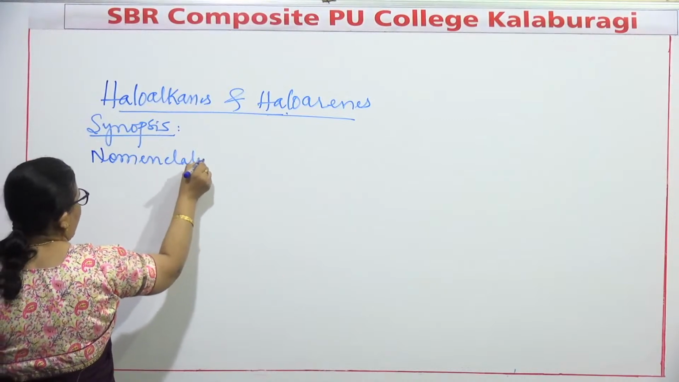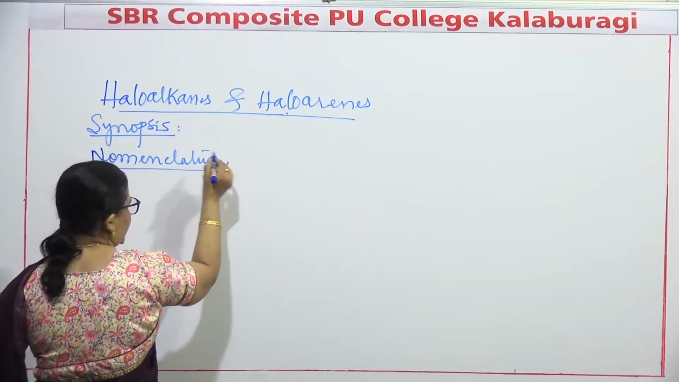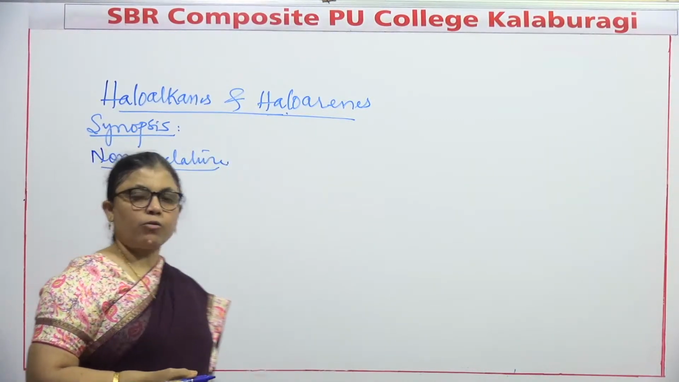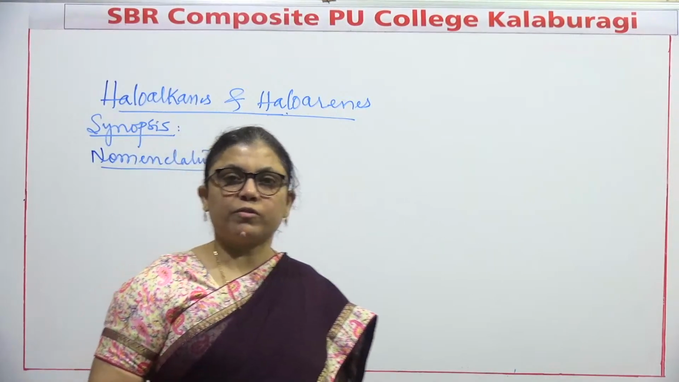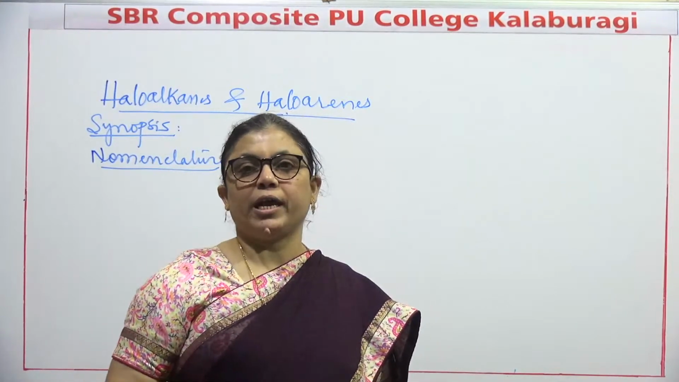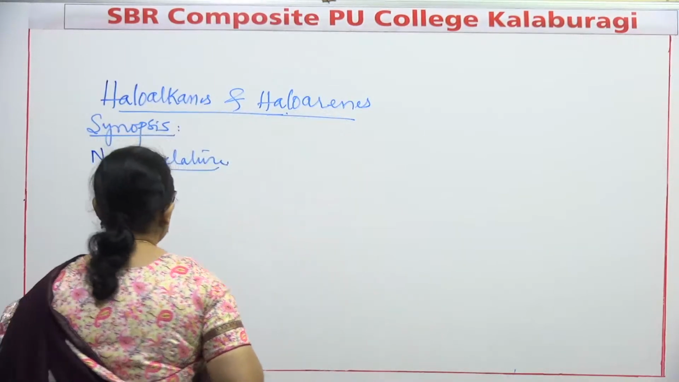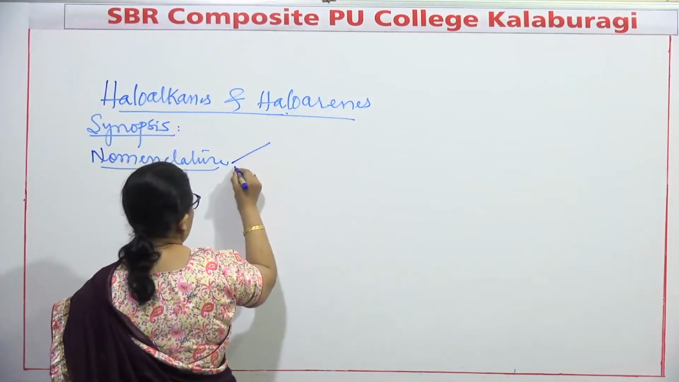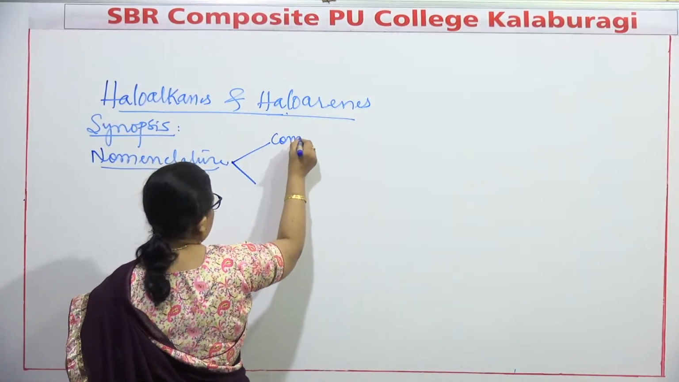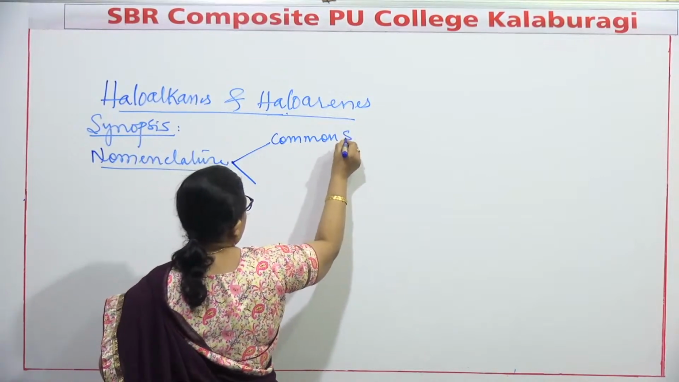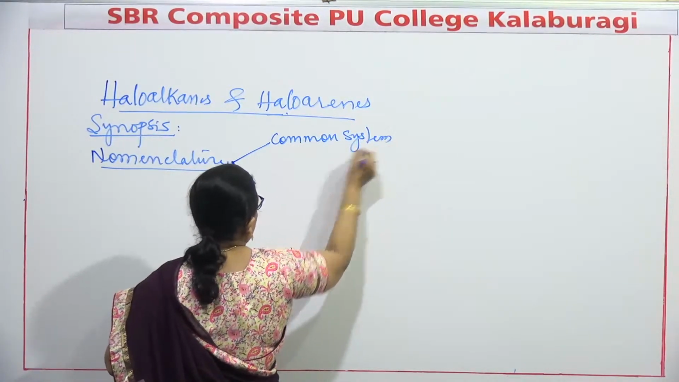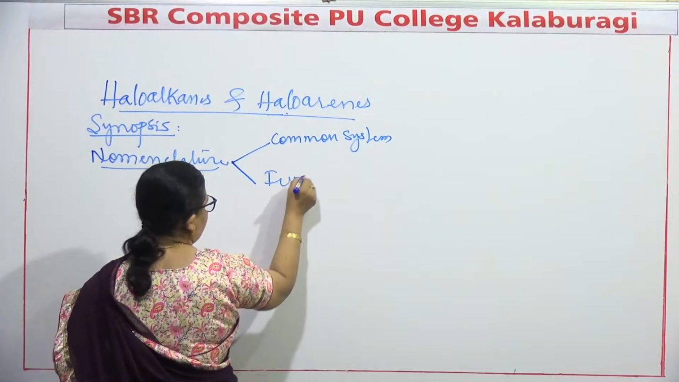Nomenclature. As you have studied even in the first year, there are two systems to name an organic compound. One is the common system, and another one is what, children? The IUPAC system.